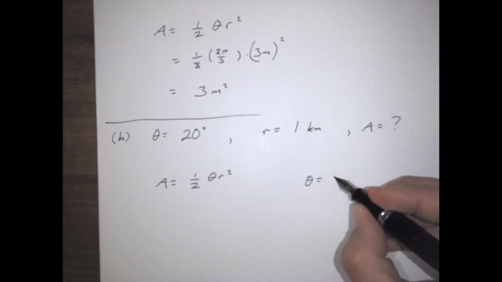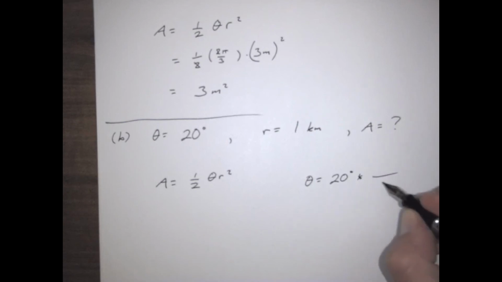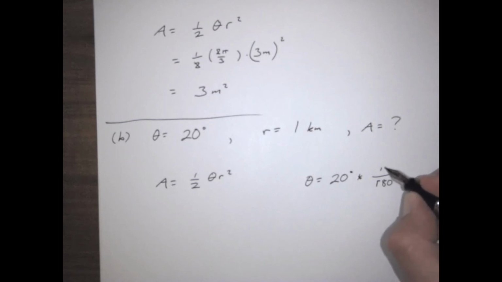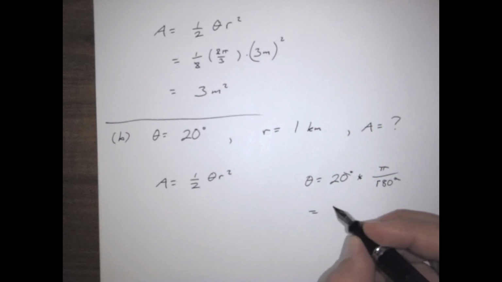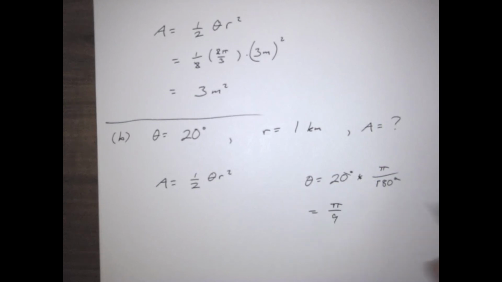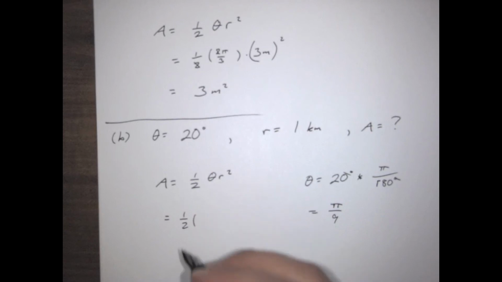So theta equals 20 degrees times, I want it to not be degrees anymore, so the 180 has to go downstairs to cancel it, and then pi upstairs. Those are going to cancel a little bit, and we're going to have pi over 9. Okay, now here we go.